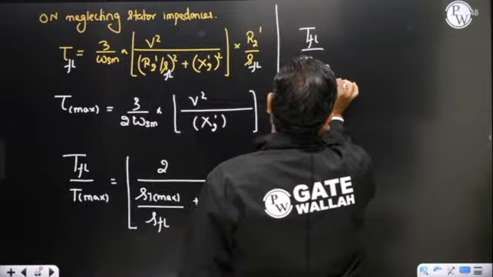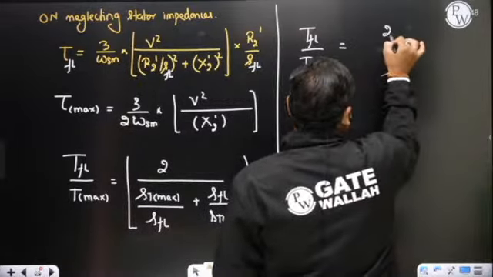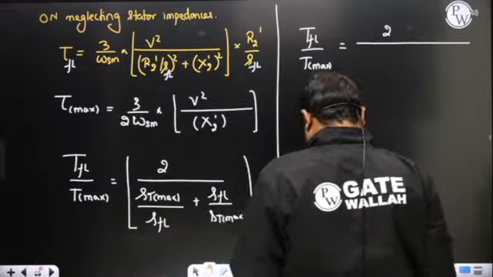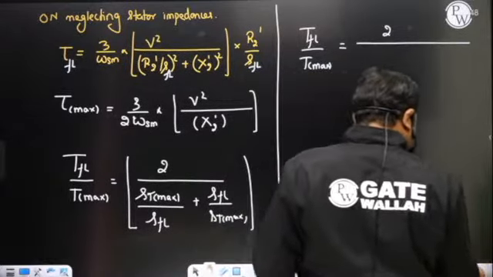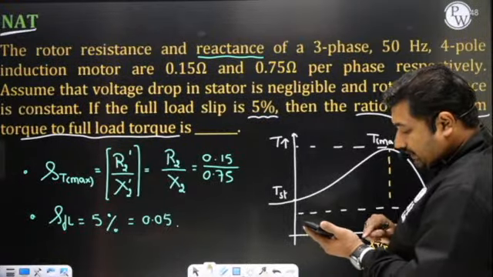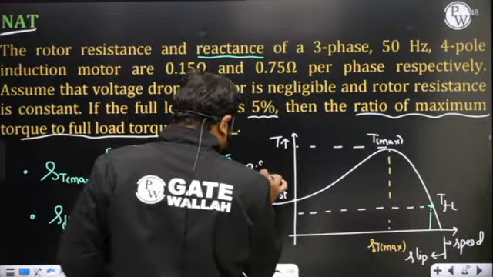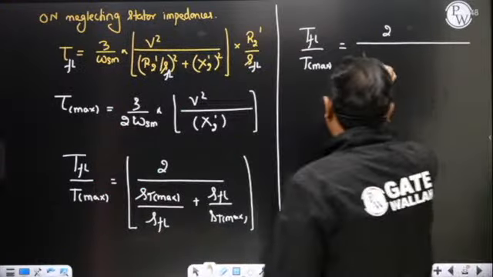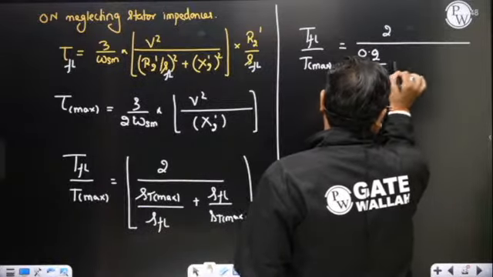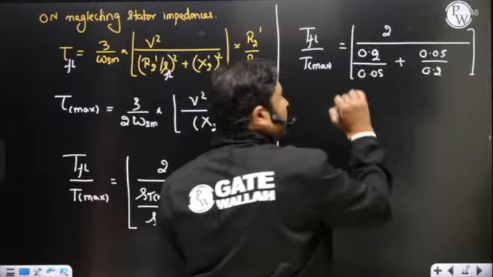Similarly, you can find the ratio of any operating torque by maximum torque. So 2 by ST max. What is the value of ST max, sir? It is given in the format of R2 dash by X2 dash. This will be 0.15 by 0.75, which is 0.2, and SFL is 0.05. So we have 0.2 by 0.05 plus 0.05 by 0.2. Done. Yes, sir. We can easily find the ratio.